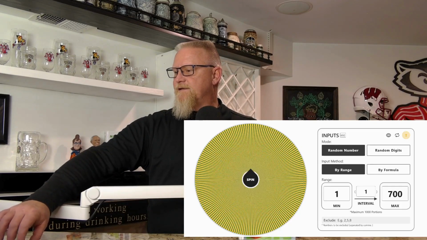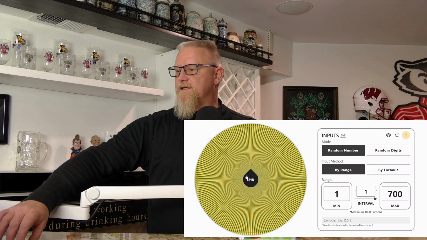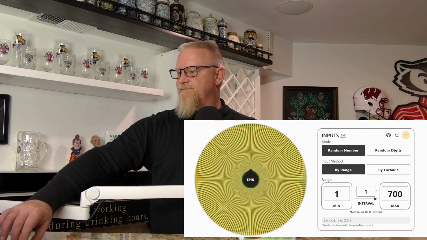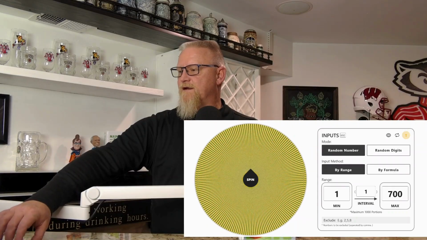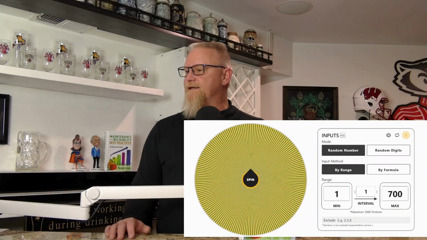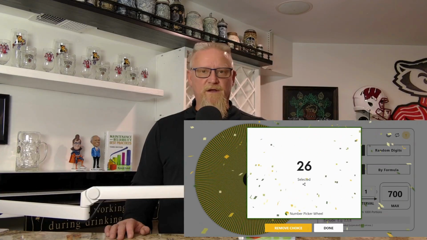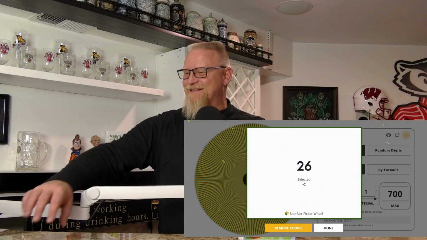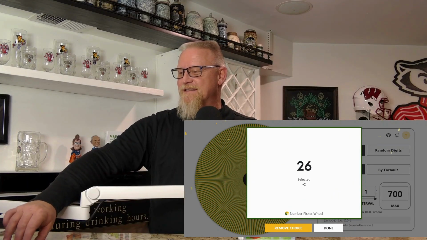So let's go to our random number generator and see what we've got going on here. Let's spin our wheel and see what number pops up. And then based on that number, we shall deliver a tip of the day. Number 26, this is going to be really early in the book. Let's see what's on page 26, and we'll deliver our tip of the day.